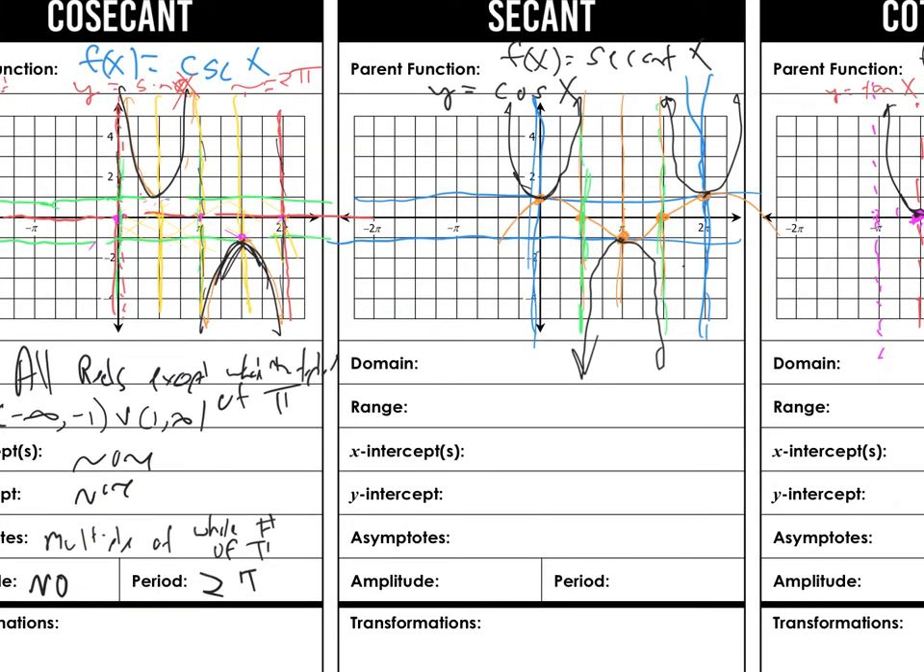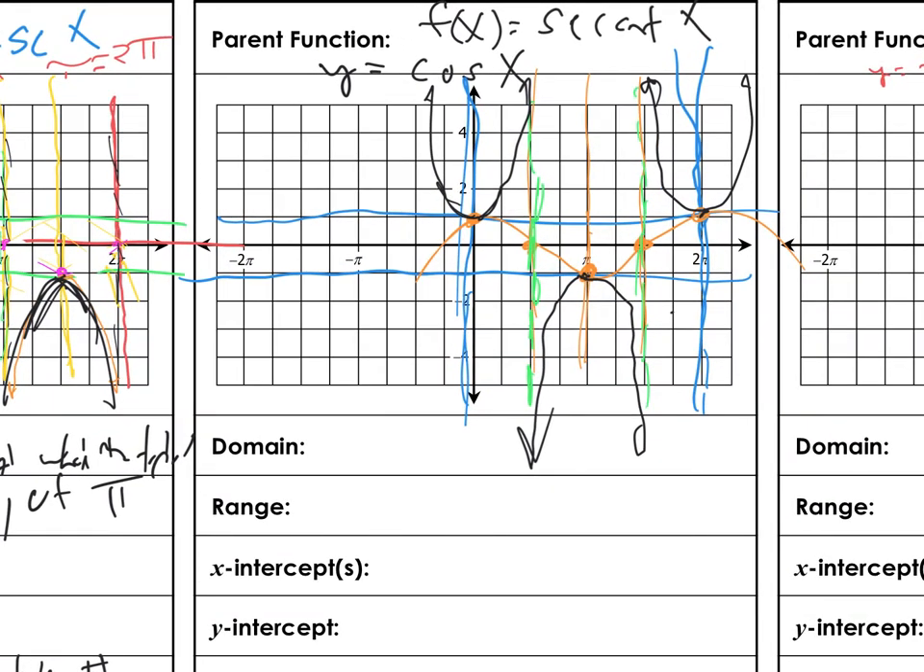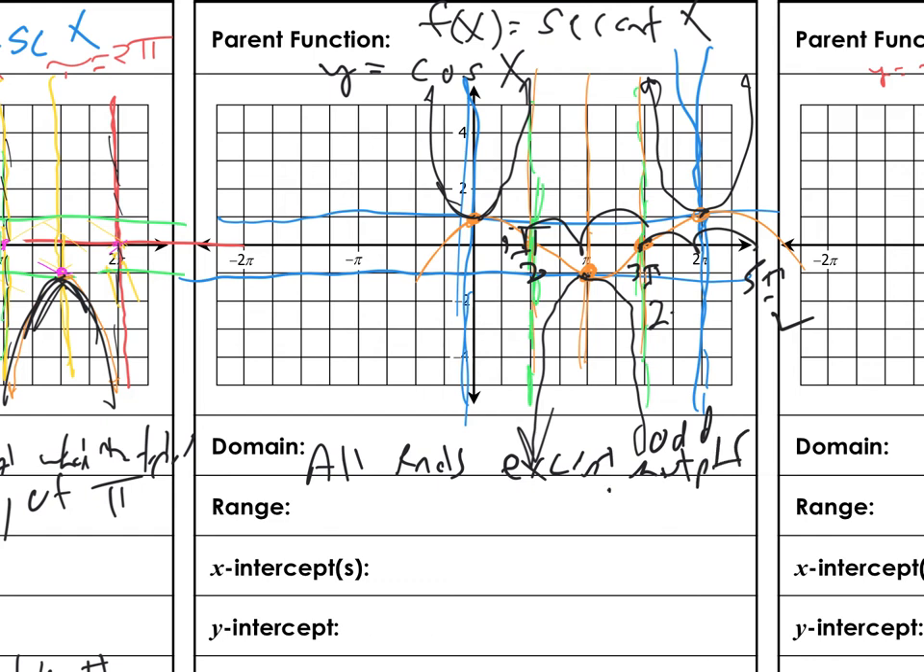Our domain on the secant. Is it the same? Check this out. This was a half a pi, so it was 1 pi over 2. Then I got to count two more. That's 3 pi over 2. The next one would be 1, 2, 5 pi over 2. Want to change your answer? All reals. Like even pi? No. 1, 3, and 5 are odd. All reals except odd multiples, thank you, Adam, of pi over 2.